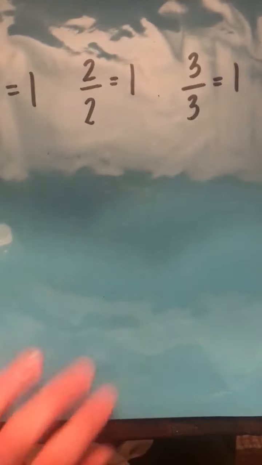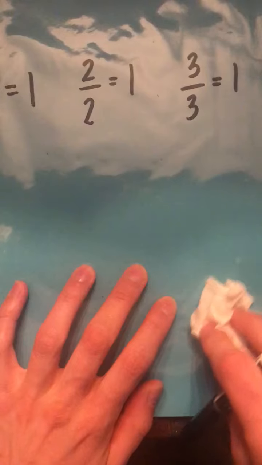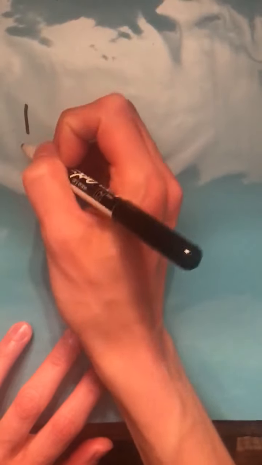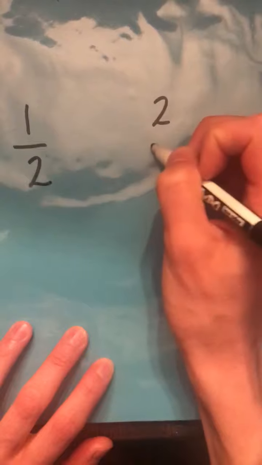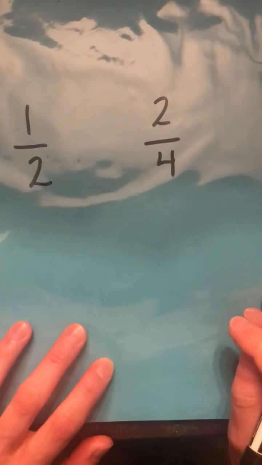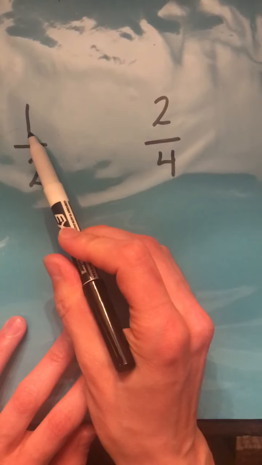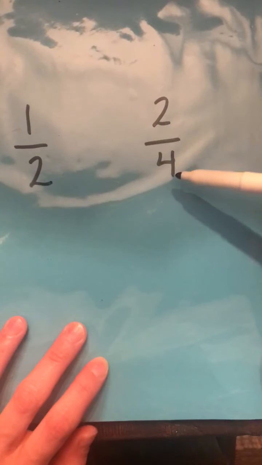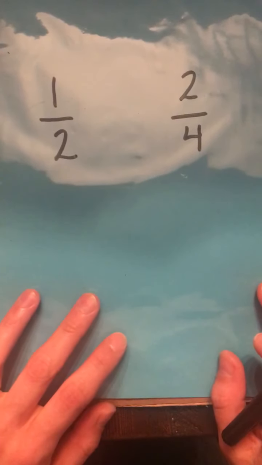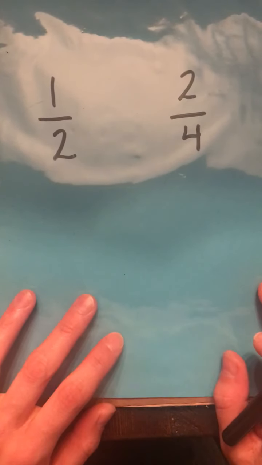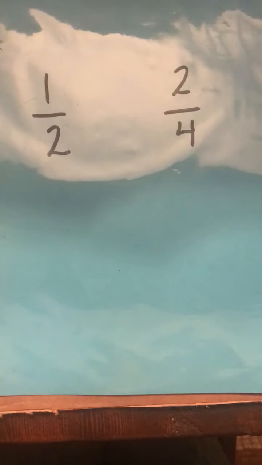When fractions have different numbers in them but have the same value, they are called equivalent fractions. Let me give you an example. The fraction 1/2 and the fraction 2/4 use different numbers, right? The numerator and the denominator in 1/2 is different than the numerator and the denominator in 2/4. So even though these fractions use different numbers, they actually represent the same value.